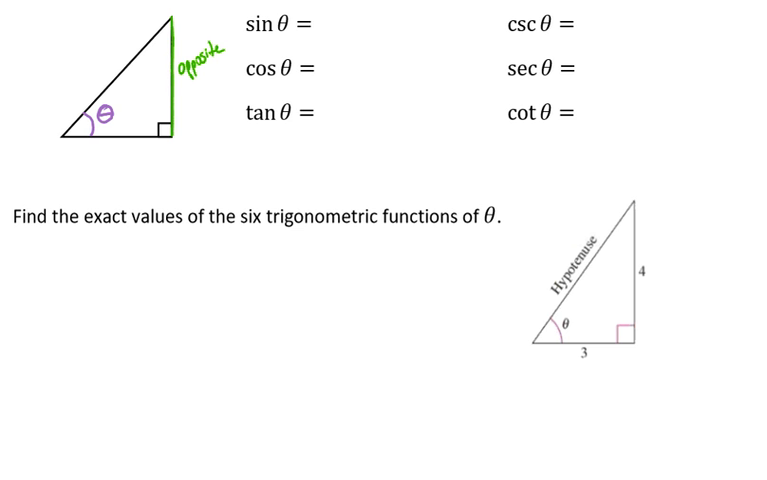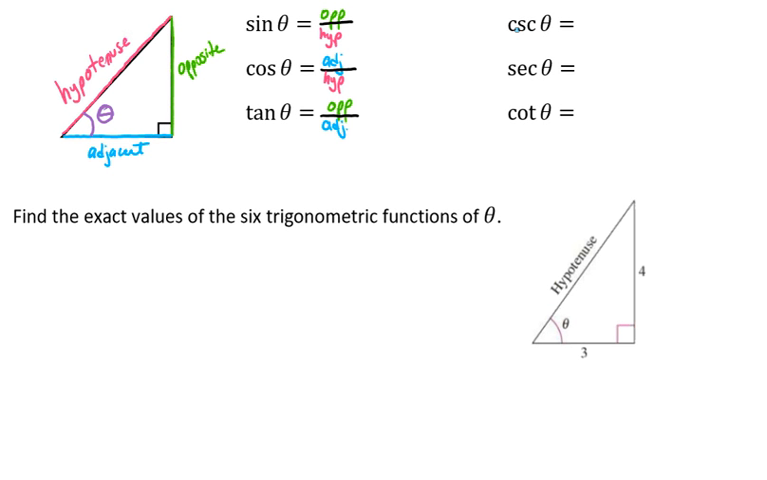Across from theta is our opposite side. Touching theta and our right angle is our adjacent side, which leaves our last side opposite of our right angle as the hypotenuse. Sine is the opposite side divided by the hypotenuse. Cosine is the adjacent divided by the hypotenuse, and tangent is the opposite over the adjacent.